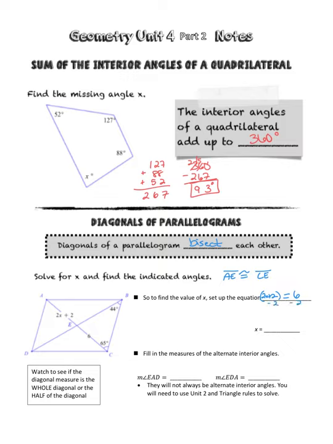Subtract 2 from both sides. 2x equals 4, so x equals 2. Now you're using the properties to solve for variables. Now here, fill in the measures of the alternate interior angles. Measure of EAD. I'm going to highlight it so you can see which one it is. You've got to figure out what that measure is.